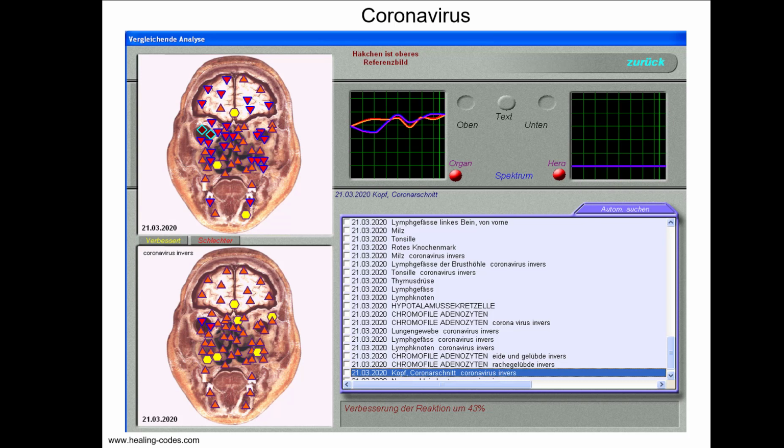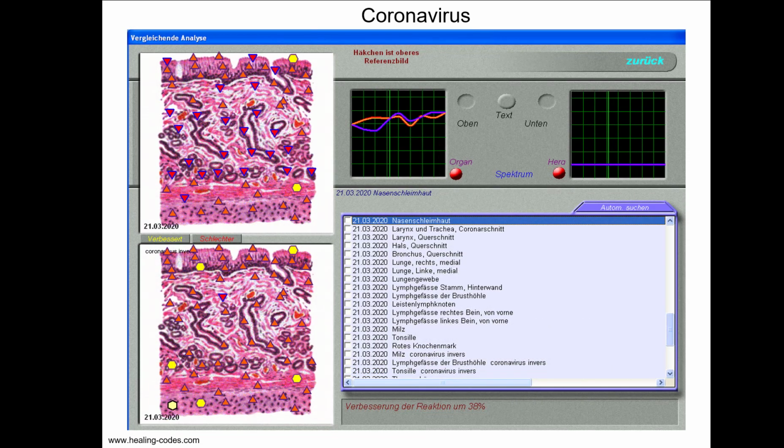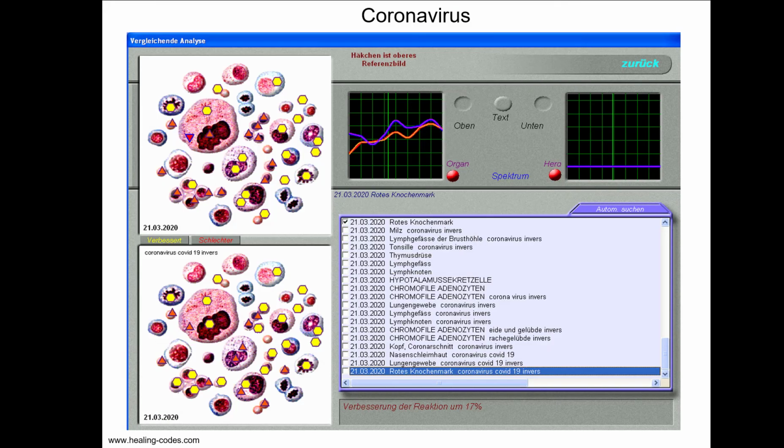In the following, further organ structures are presented, all of which show similar findings. It is shown that in NLS analysis, practically all organs carry the information of coronavirus. The image of the nasal mucosa shows a slight energetic disturbance, which improves by 38% when coronavirus is inverted. The image of the red bone marrow shows a good energetic finding from the beginning, which improves by 17% when coronavirus is inverted.